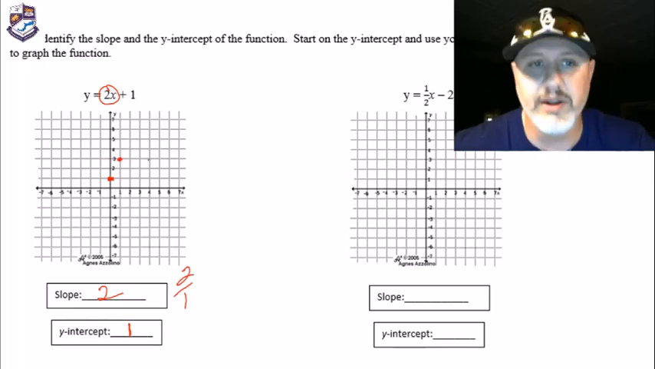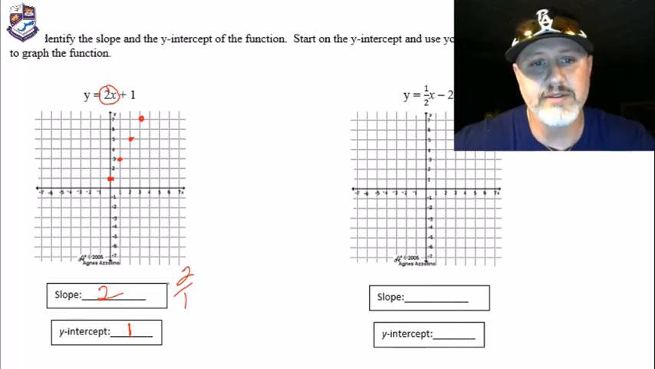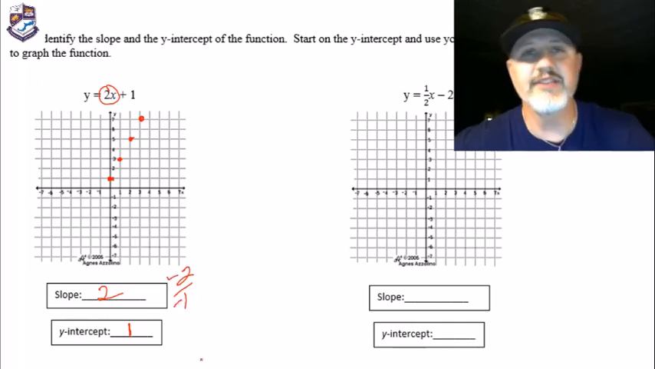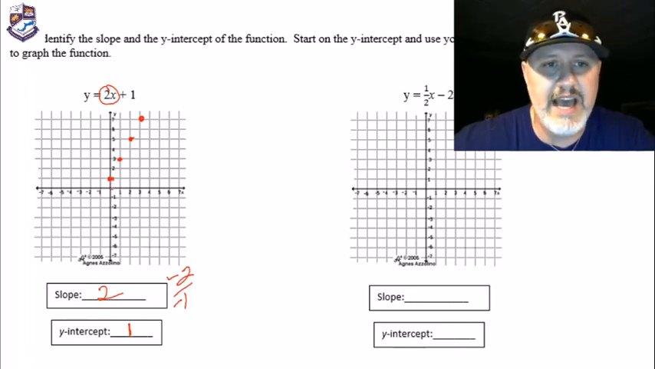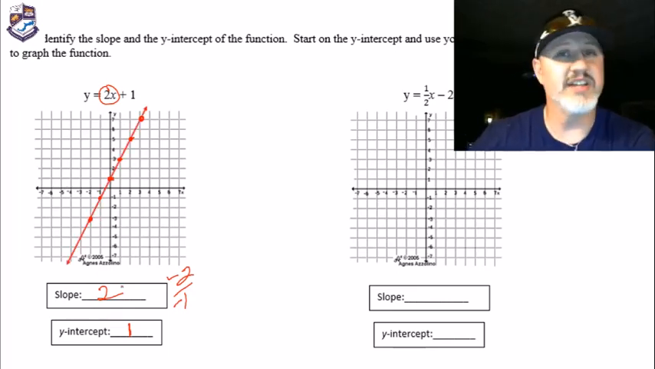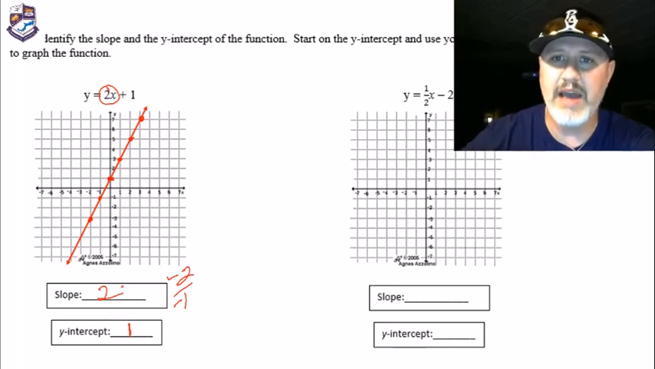So rise 1, 2, run 1. I'm just going to keep doing it. Or the cool thing, I could say a negative divided by a negative is also a positive. So I could go down 2 to the left 1, down 2 to the left 1. And you can see it's all the same thing. So I can graph anything super quick using that pattern.